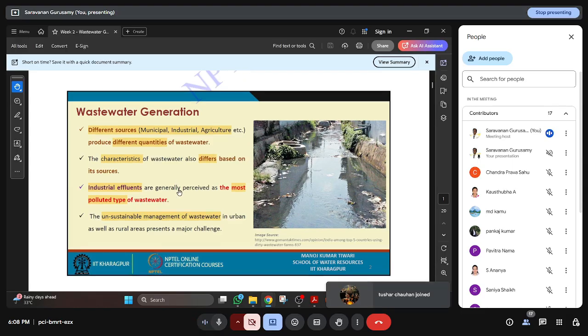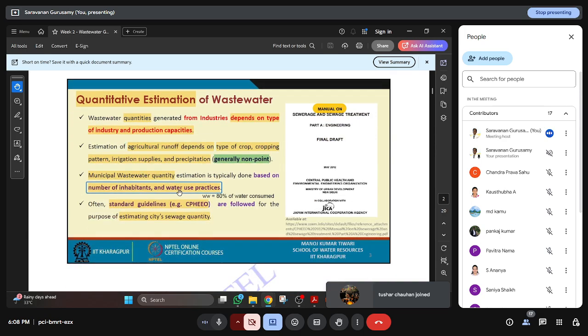Sorry for that. Let me continue. The quantity estimation of wastewater depends on the type of the industry or the production capacity of the industry. If it is a textile industry or a sugar industry, it will have a different type of wastewater. If it is a 100 hectare industry or a 500 hectare industry, based on the area or the per day production capacity, the quantity will vary. And the agricultural runoff quantity depends on the type of crop we are cultivating, or the cropping pattern, or the irrigation supply, or the precipitation.